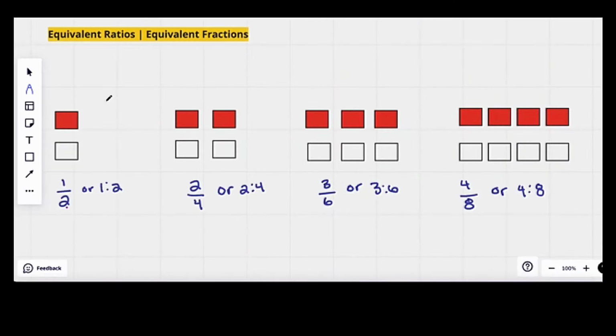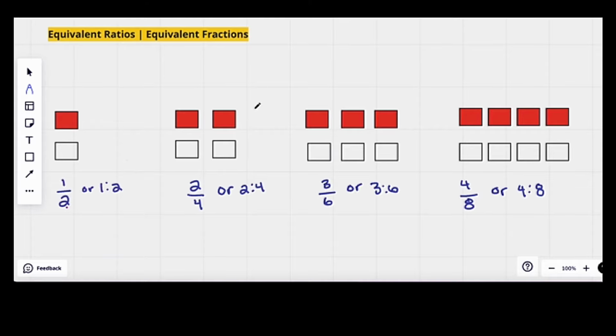Equivalent ratios or equivalent fractions are fractions that have the same value even if they look different. For example, we've got here 1/2. One of the squares is red out of 2 squares. So we've got 2 squares in total. That's why we have 2 at the bottom, but only one has been colored in red. So we've got 1/2, or 1 to 2 when we're looking at a ratio.